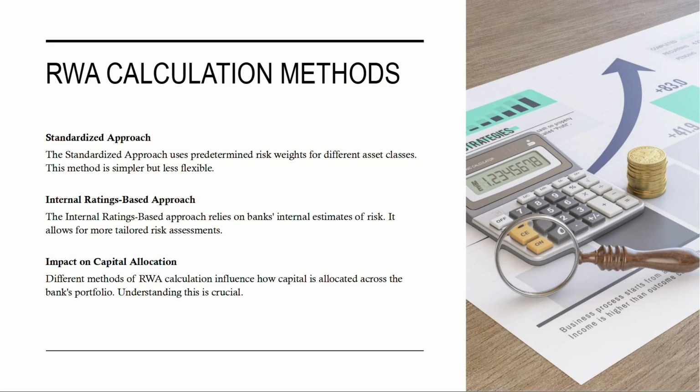RWA calculation methods. Standardized approach. The standardized approach uses predetermined risk weights for different asset classes. This method is simpler but less flexible. Internal ratings-based approach. The internal ratings-based approach relies on banks' internal estimates of risk. It allows for more tailored risk assessments. Impact on capital allocation. Different methods of RWA calculation influence how capital is allocated across the bank's portfolio. Understanding this is crucial.